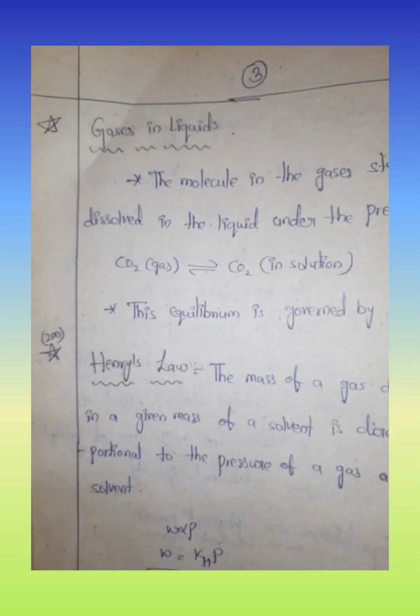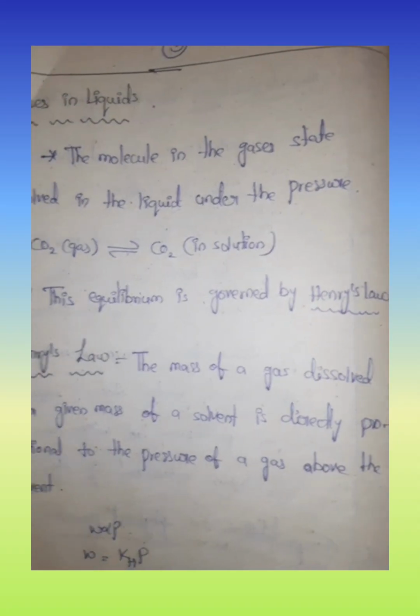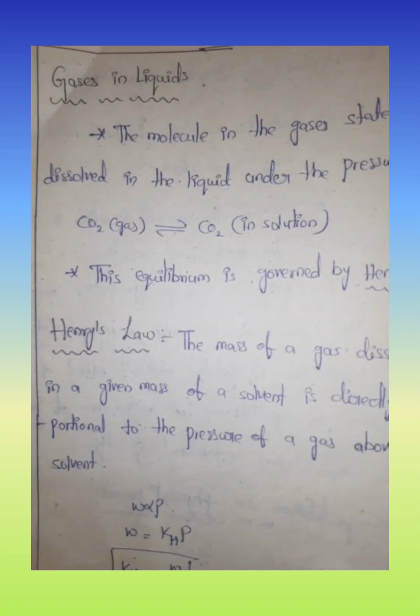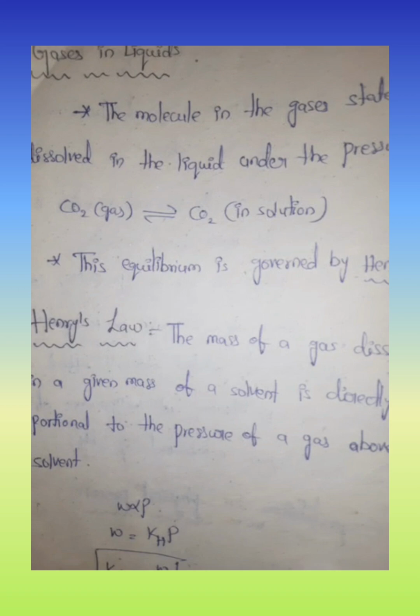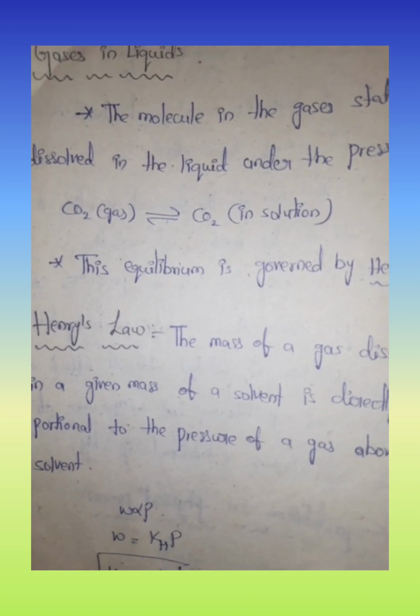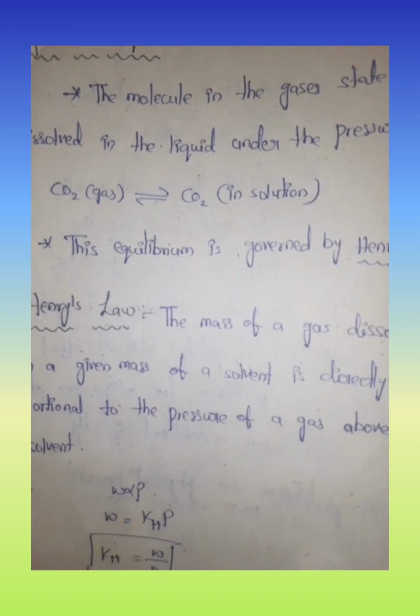Equilibrium in physical processes. Solids convert into liquids, liquids into gases, and solids into gases. I2 solid converts into gas. This is the sublimation reaction. Gases in liquids: the molecules in the gaseous state dissolve in the liquid under pressure. CO2 gas dissolves into the solution.